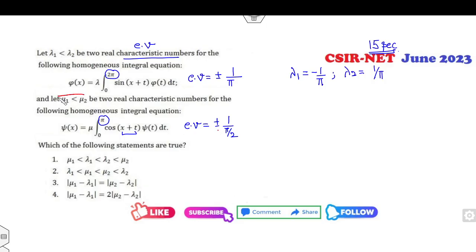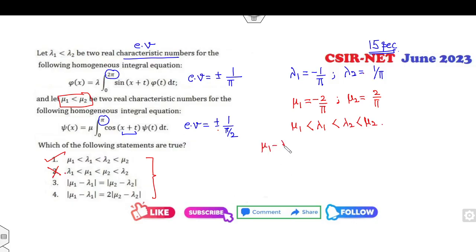Similarly, for this case, mu1 is less than mu2. So mu1 is minus 2 over pi and mu2 is plus 2 over pi. Then you can find the relations. अब नहीं मेरे को लगता कुछ बचा इसमें. सबसे छोटा क्या है इसमें? mu1. mu1 is less than lambda 1. Then lambda 1 is less than lambda 2 and it is less than mu2. First option correct, second option wrong.